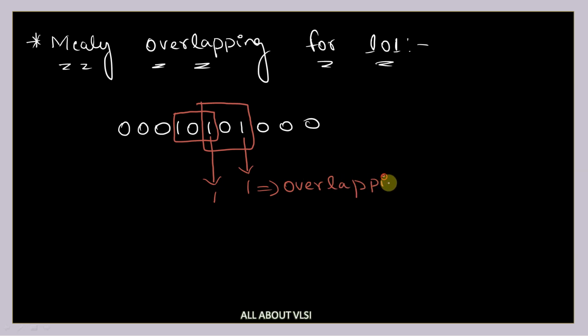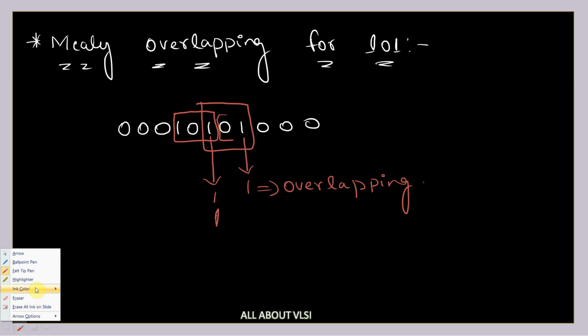But in the case of non-overlapping, if the sequence has been detected, then you cannot overlap with the previously detected sequence. You should start checking from here itself. This was in the case of non-overlapping. But in the case of overlapping, you can overlap with your previous sequence also. For this, we need to draw our Mealy FSM. Let us try to have that.